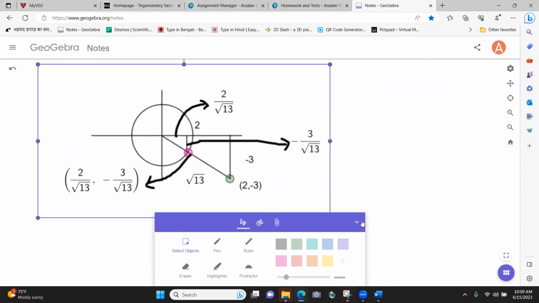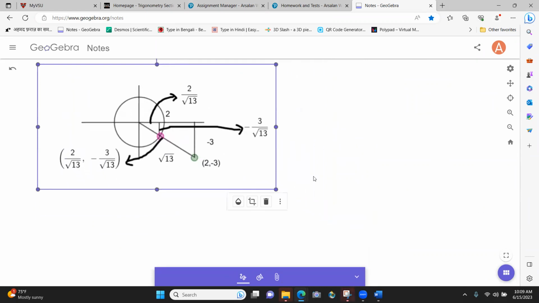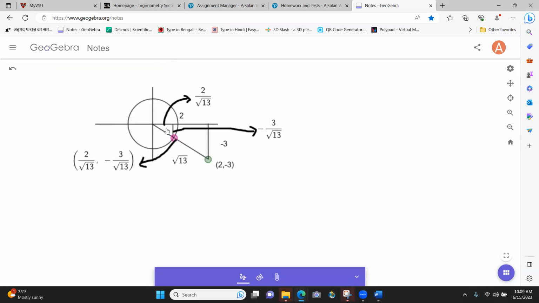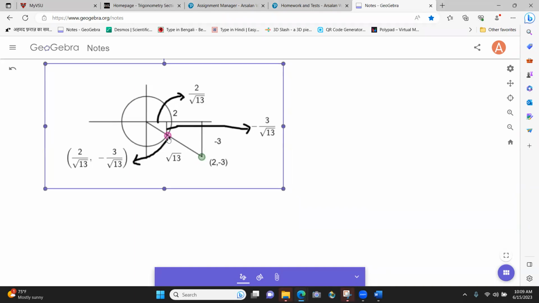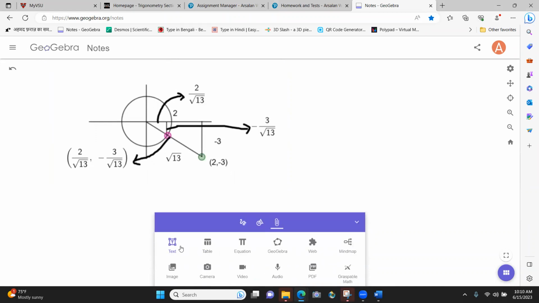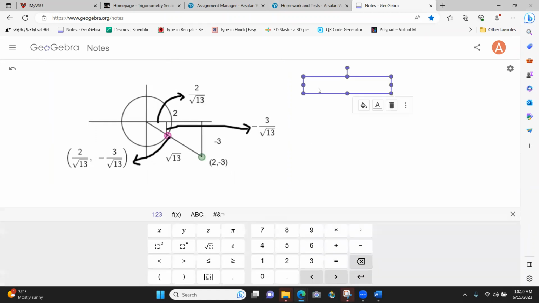Now, it's the same problem. Working on the same problem, but I do know they want me to find sine, cosine, and all the other things. As we have done before, sine theta is simply the y coordinate on the unit circle. So that's going to be negative 3 over the square root of 13.